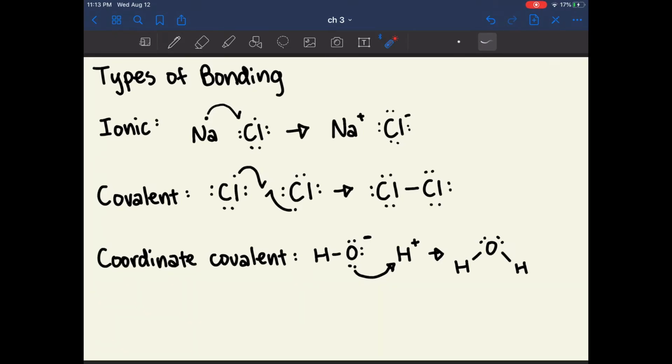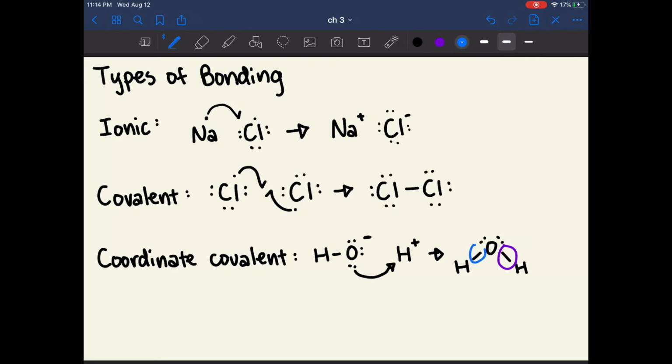However, in a coordinate covalent bond, one atom has both the electrons that are forming the bond. So in this case, when we have a hydroxide ion coming together with a hydrogen ion, the hydroxide has both the electrons. So when the hydroxide attacks the hydrogen ion, this will form this bond here. So this bond is coordinate covalent.